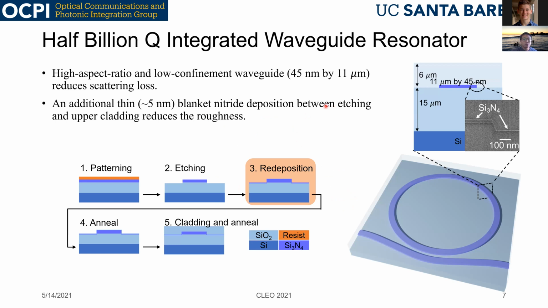So here we do a high aspect ratio, low confinement waveguide design, which is a very wide, very thin waveguide, 11 micron wide and 45 nanometer thick, so that we can suffer less from the scattering loss, especially from the top surface roughness and sidewall surface roughness. And in addition to that, we additionally deposit a thin silicon nitride of only around 5 nanometer after etching, before putting upper cladding, with the intention that the deposited thin blanket layer could cover any additional roughness introduced by the etching process on the top surface and on the sidewall.